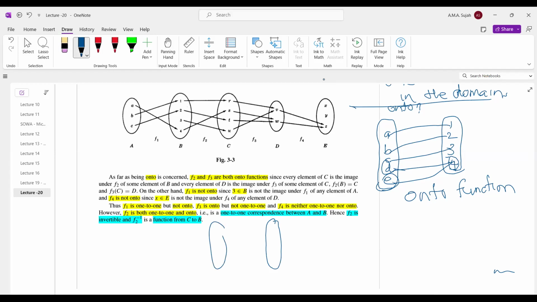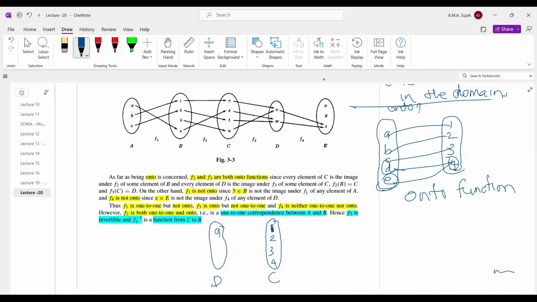The important thing here: this is the domain, this is the codomain, right? So if it is a one-to-one function, each element in the codomain, so 1, 2, 3, 4, these are the 4 elements in the codomain, each element in the codomain is an image. Codomain elements are always considered as images, right?